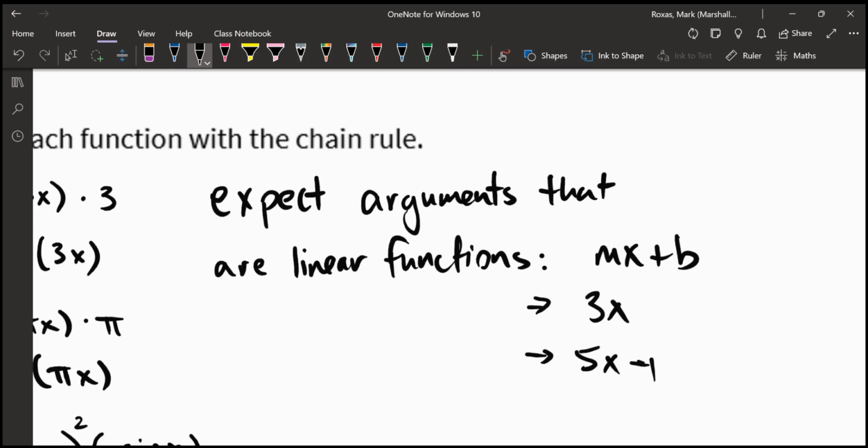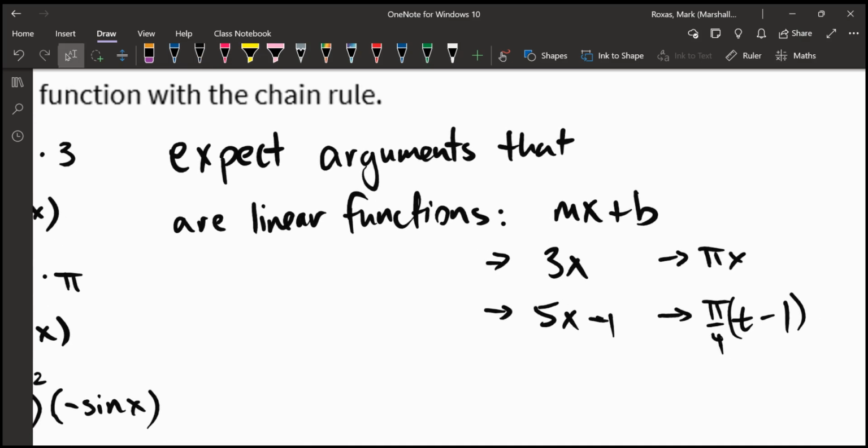Or you could use pi x, or we could use fractions, pi by 4, and a different variable, t. Okay, and then maybe more than minus 1. Or maybe there's some brackets. So keep that in mind as we go through it.